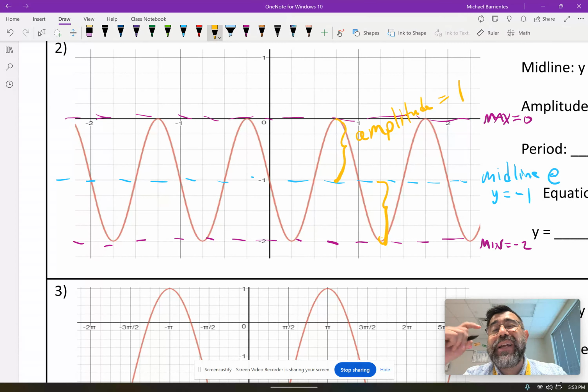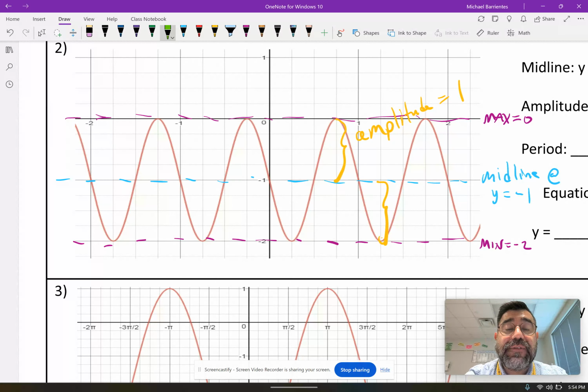By the way, as I said in the previous video, amplitude has to be positive because it's always measuring a length. It's measuring a distance, and distance lengths are always positive. The last thing we need to find is the period.